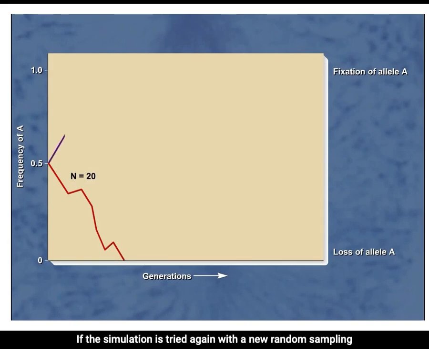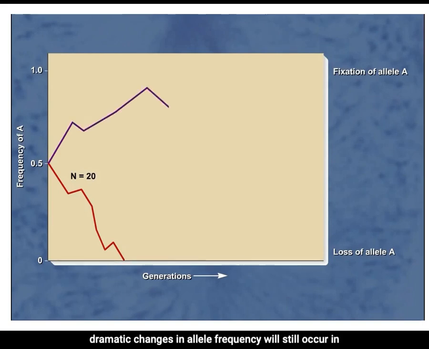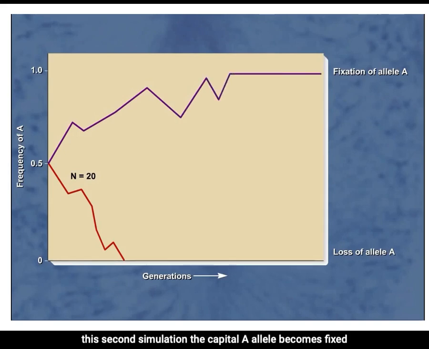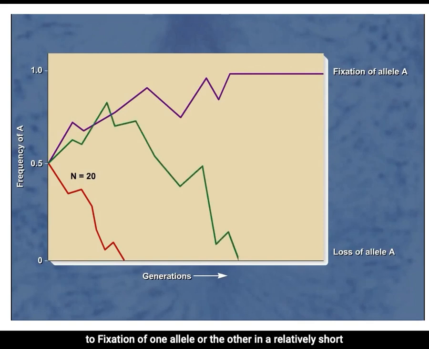If the simulation is tried again with a new random sampling, dramatic changes in allele frequency will still occur. In this second simulation, the capital A allele becomes fixed in the population, meaning that the lowercase a allele is lost. Other simulations take different paths, but all lead to fixation of one allele or the other in a relatively short number of generations.